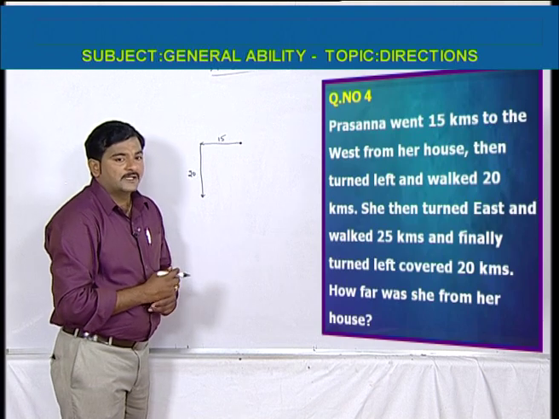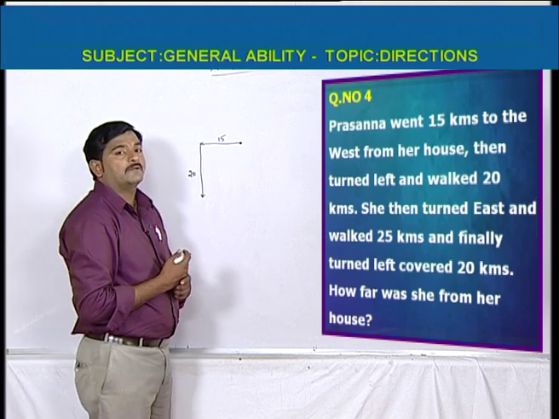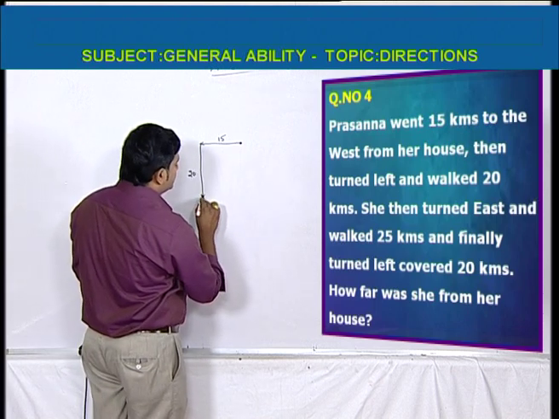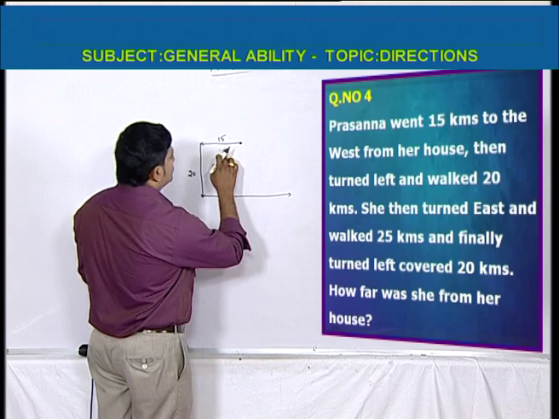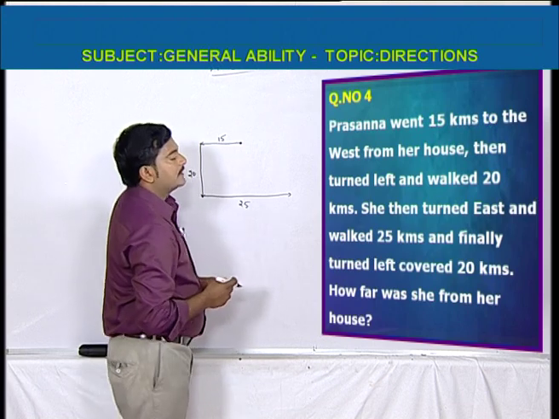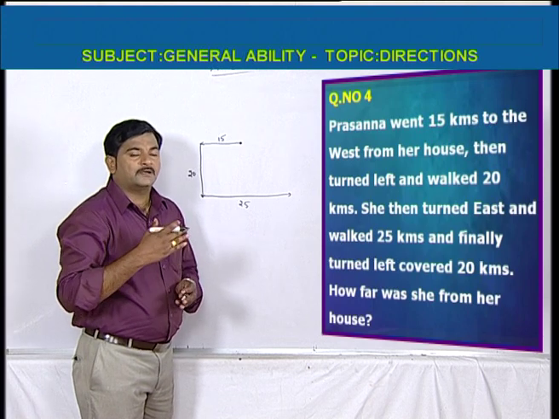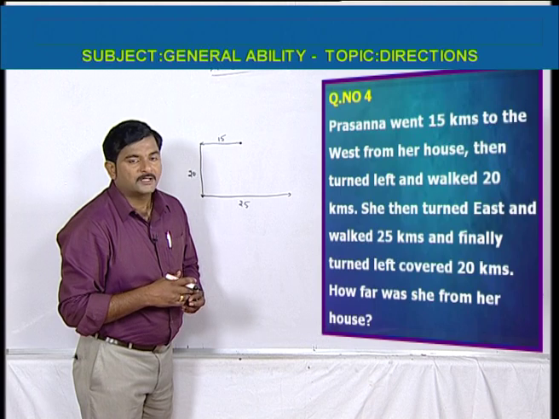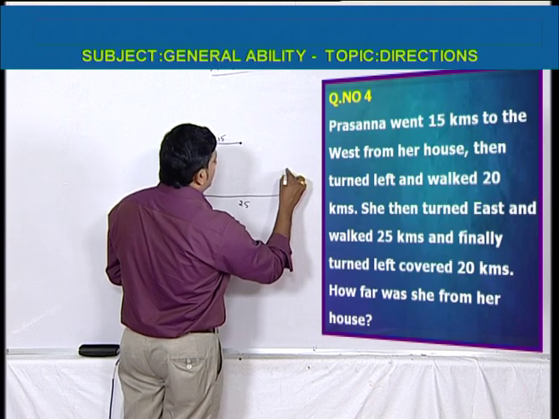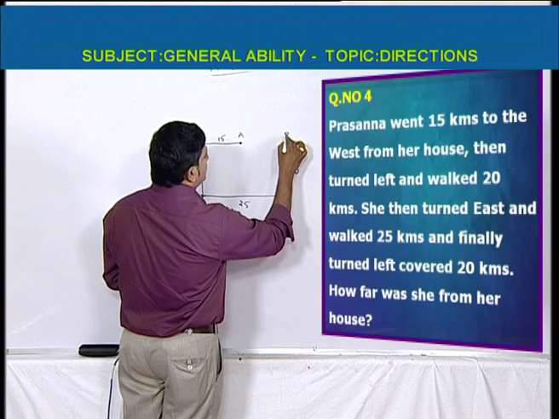Then she turned east, as we know the east direction already. Again she turned east and walked 25 kilometers. So 15 kilometers, 20 kilometers, and next 25 kilometers. Next, finally, she turned left and covered 20 kilometers. So now this is the initial point and this is the final point.